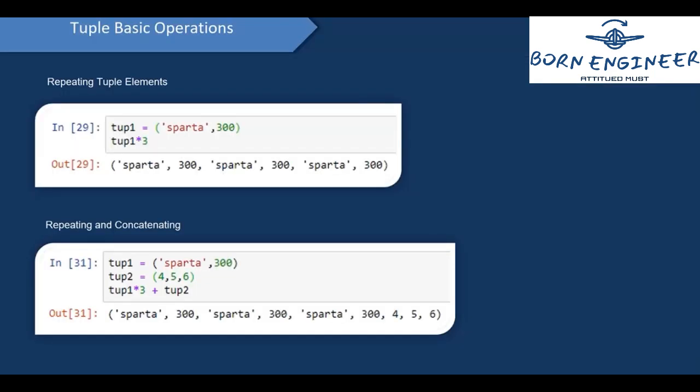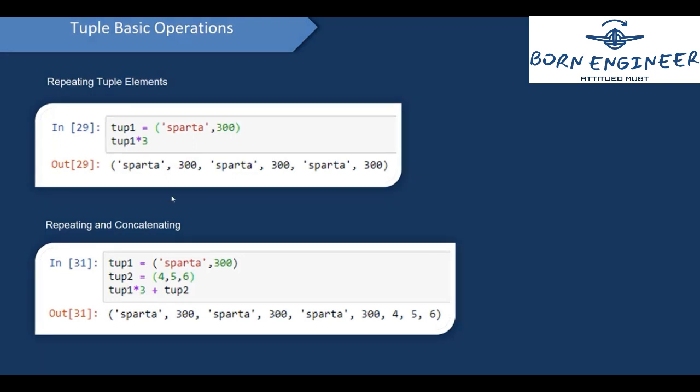So now we'll see how we can repeat the elements inside a tuple. Let's say we've got this tuple where the elements are one string element, parta, and then a numeric element, 300. Now all I want to do is repeat these elements a number of times. Let's say I want to repeat these elements 3 times, then all I have to do is multiply this tuple with 3, right? And that is how I can repeat these elements.